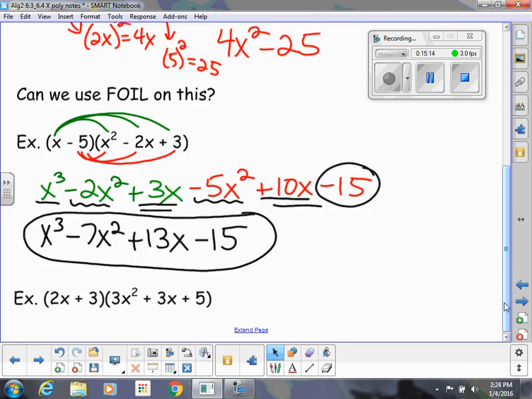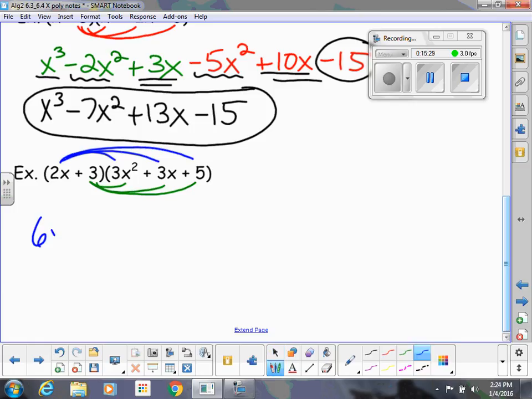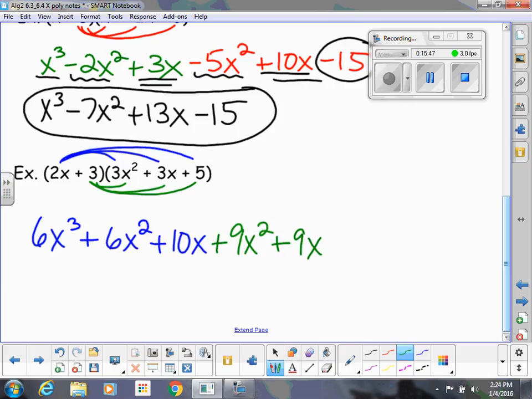All right, so see if you can do this one. Distribute. All right, so I'm going to have 6x cubed plus 6x squared plus 10x. Then I'm going to have 9x squared plus 9x plus 15.